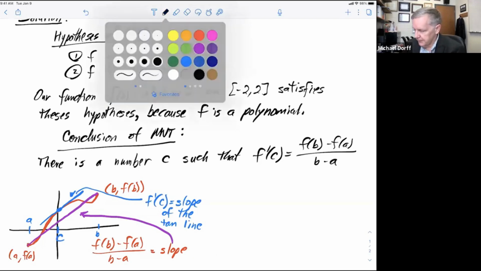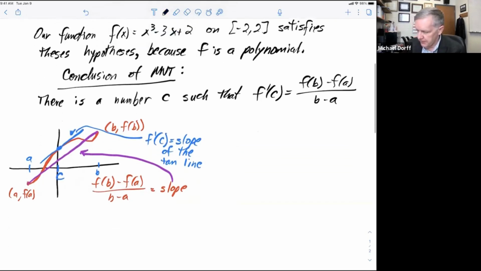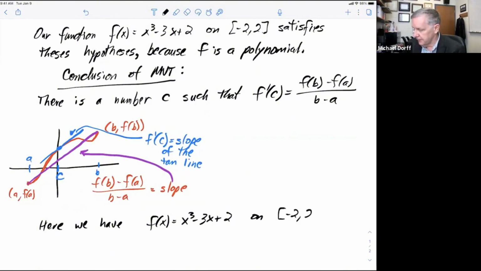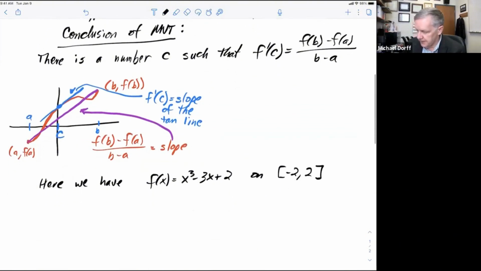Okay, let's go back to our function here. Remember, we have f of x equals x cubed minus 3x plus 2, and we're on the interval from -2 to 2. So we need to find f of b minus f of a over b minus a, and that's supposed to equal f prime at c.